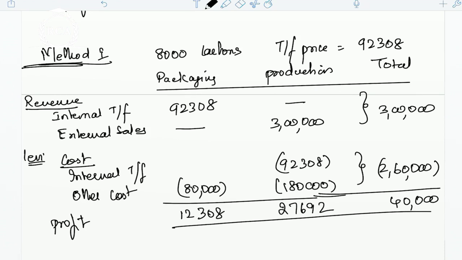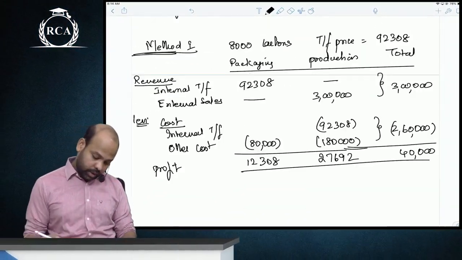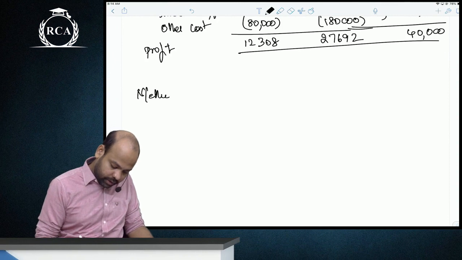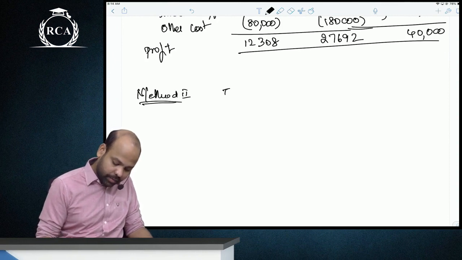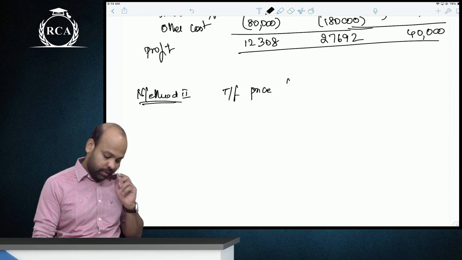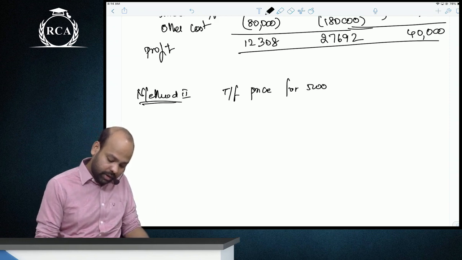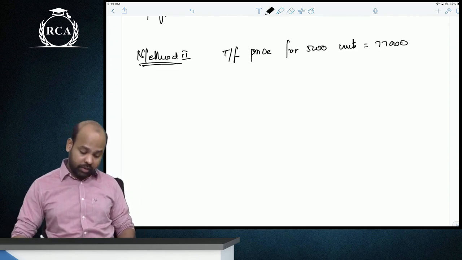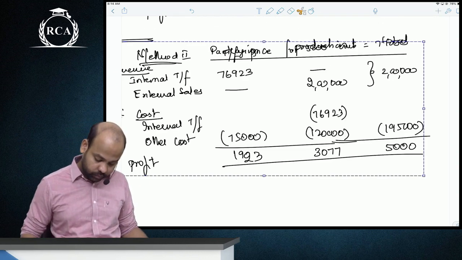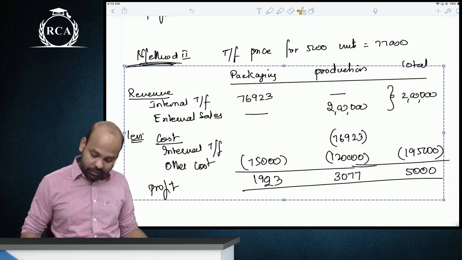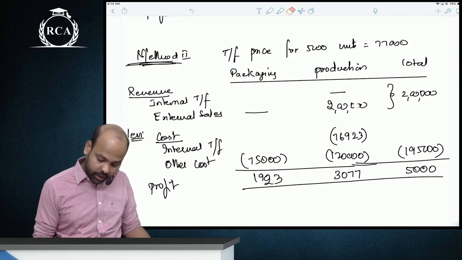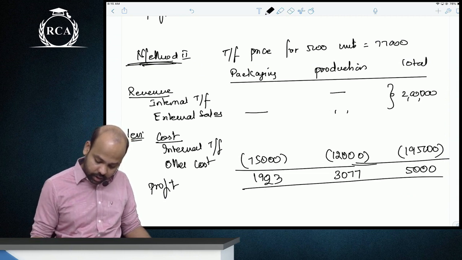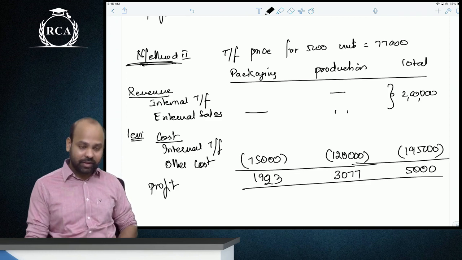Yes guys, the other methods' profitability. That is done for method 1 here. Now method 2, that is transfer price equal to market price. The transfer price for 5000 units is equal to 77,000 rupees. We'll have to recompute profitability here by taking a transfer price of 77,000.